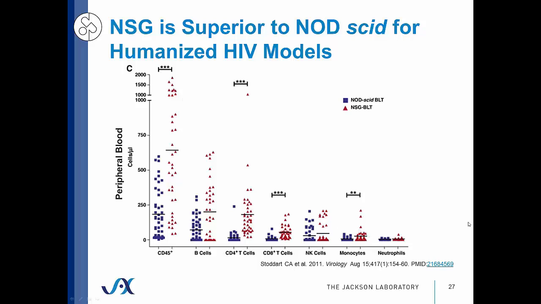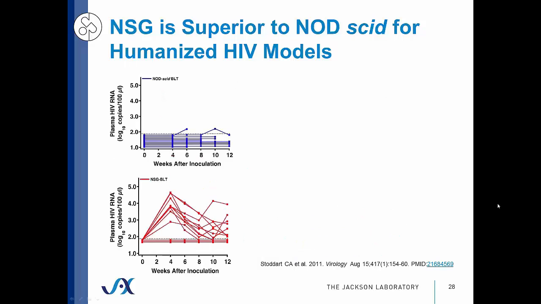Now, because HIV infects CD4 positive T cells, and because they see higher levels of engraftment in the NSG BLT model of this population, they decided to see if this correlates with higher infectivity. So they intravaginally inoculated NSG BLT mice and non-scid BLT mice with HIV and then measured plasma HIV viral loads. And you can see that the non-scid BLT mice had much lower levels of HIV RNA, barely beyond detection, as compared to NSG BLT mice that had much higher levels of HIV viral RNA, indicating that NSG BLT mice are capable of supporting HIV infection.